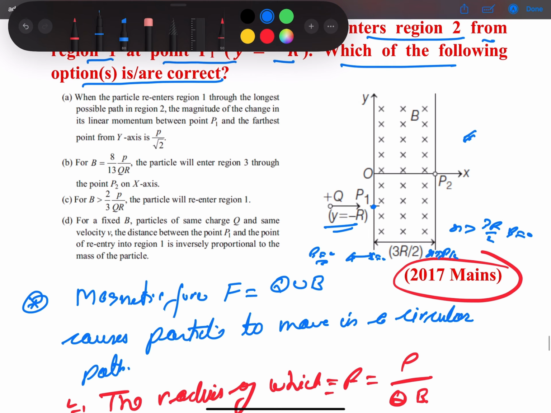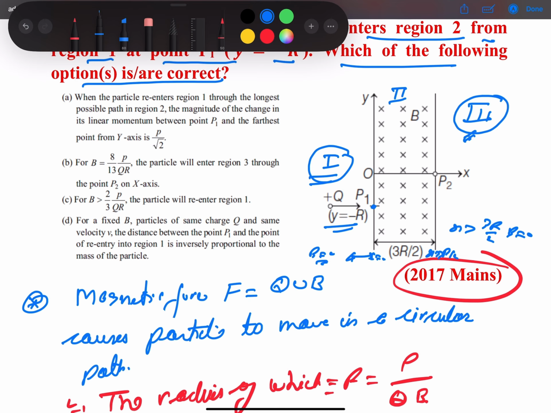Okay, so let us call this region 1, we have region 2, and this is region 3. So there are two possibilities. The particle, or charge, can again come back to region 1, or it can move into region 3. That depends upon our magnetic field.